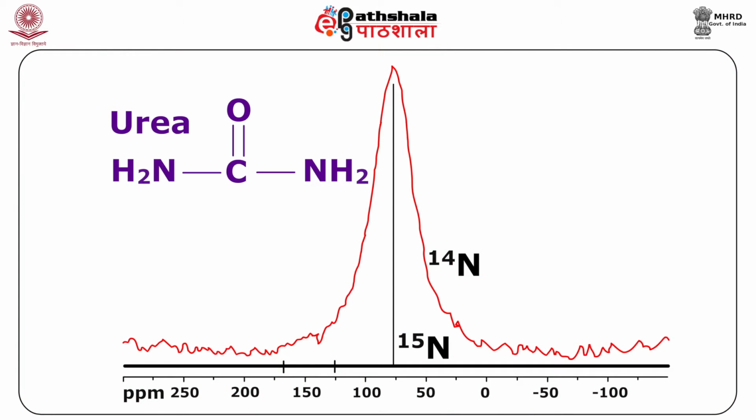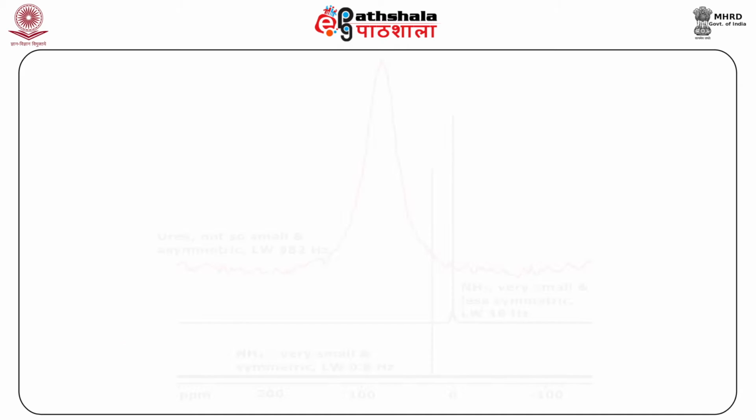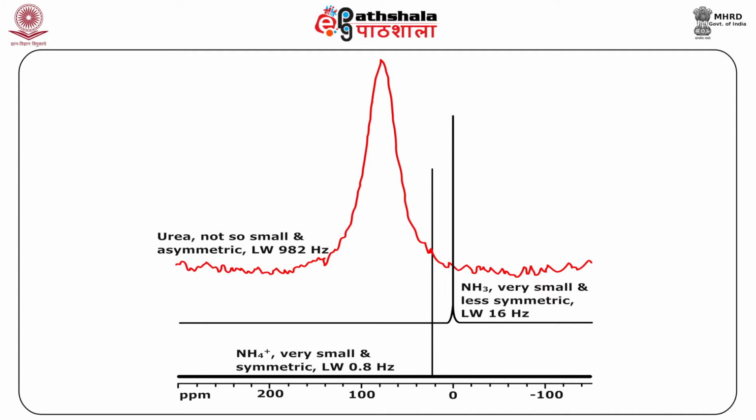Now here in this figure you can see the comparison of 14 nitrogen and 15 nitrogen spectra of urea. The 14 nitrogen signal is broader due to quadrupole moment. The extent of broadening depends on the molecular structure.